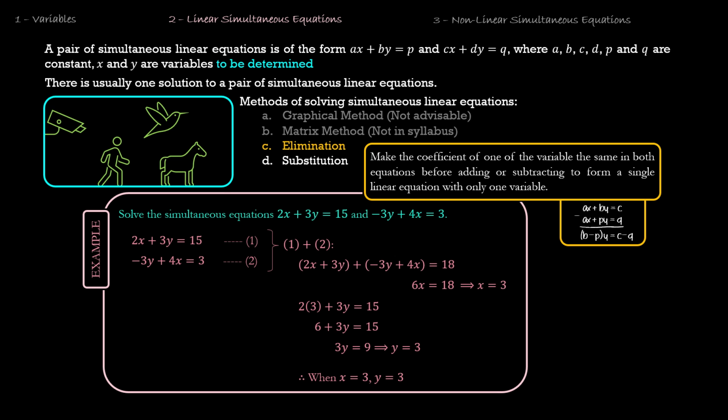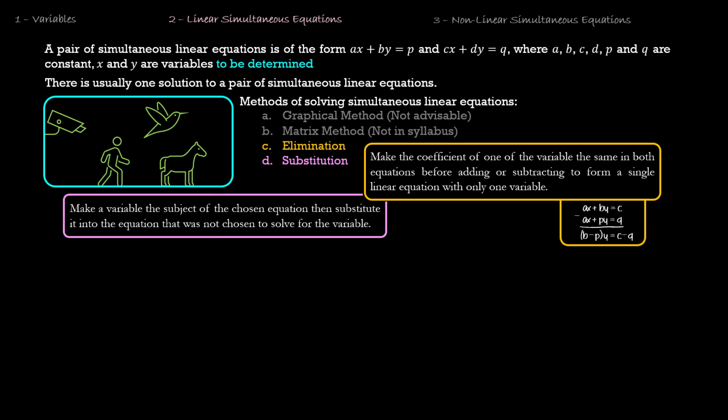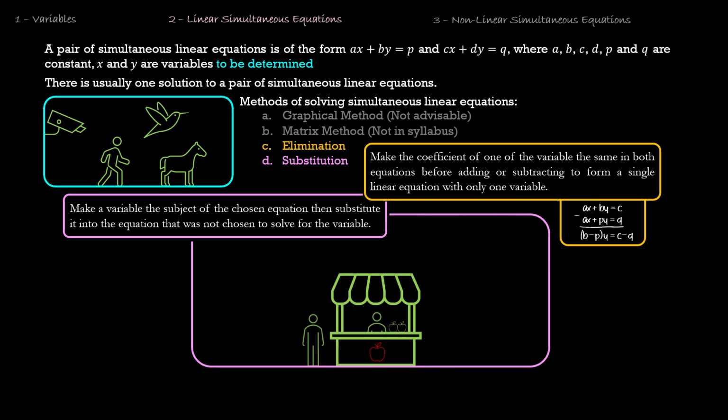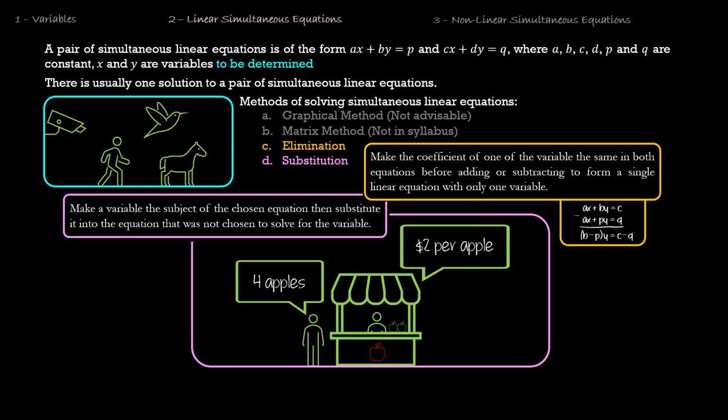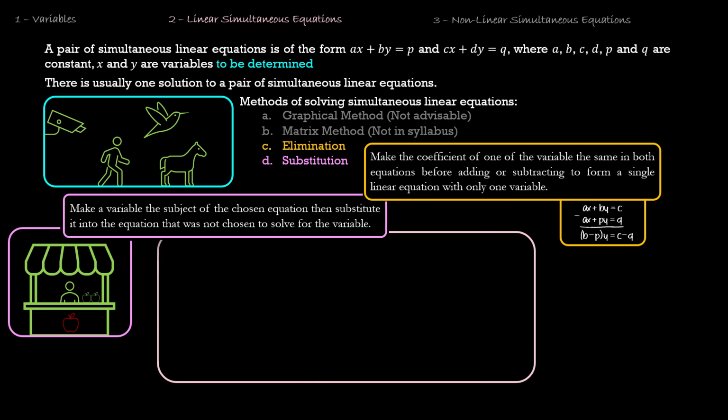The other method that is used is known as substitution, which is more commonly used than the previous method. This method will require you to make a variable the subject of the chosen equation before substituting it into the other equation. It may sound complicated, but it really is not. Imagine you want to buy some apples, which are selling at $2 each. If you choose to get 4 apples, then you will have to pay $8. We are actually using the substitution method here, where we replace each apple with the number of apples that you want to get. This is the same idea when we apply the substitution method.